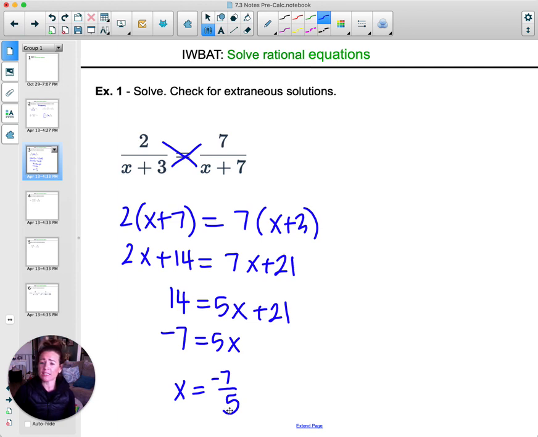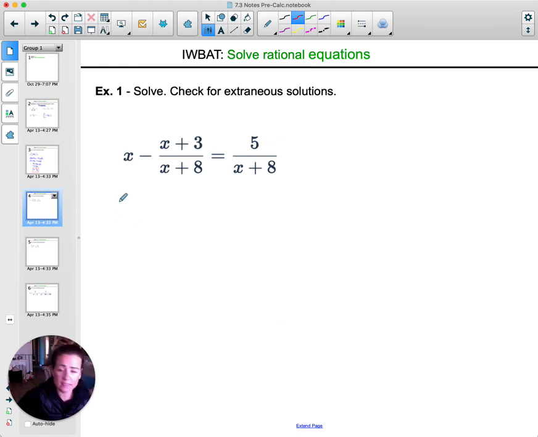When you take a look at that, check to see if that's going to make the denominator 0. The only two possible answers that will make the denominator 0 here are -3 and 7. That's not one of them, so that would be our solution.